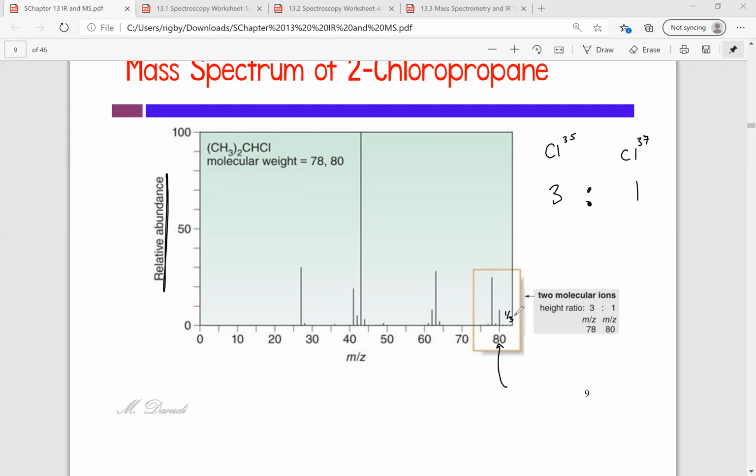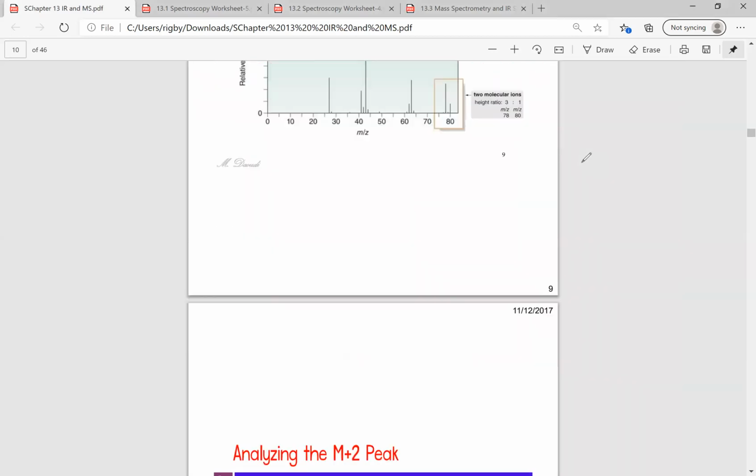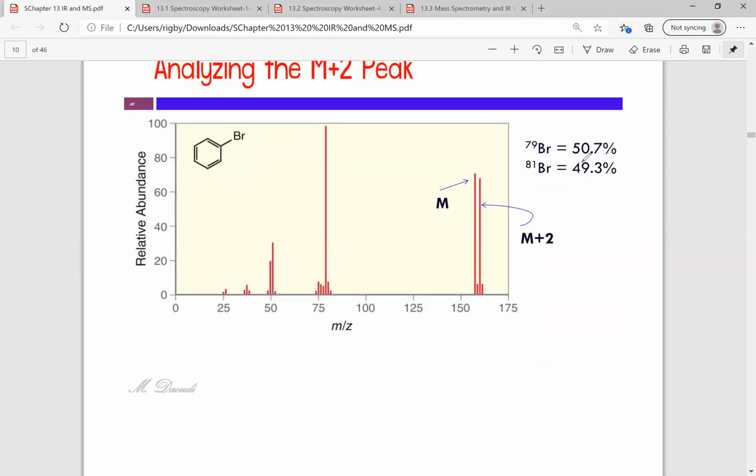So what that's telling me is that when we have 1/3 the height of an M plus 2 peak in a mass spectrum, that's telling me that we have chlorine somewhere in the molecule. Okay? And this is due to the different isotopes of chlorine and the relative abundances of those two different isotopes of chlorine. And so similarly, we're going to have two isotopes for bromine, which are already nicely written out for me here. Bromine 79 and bromine 81. Now both of these are about equal when we look at the relative abundances of them.